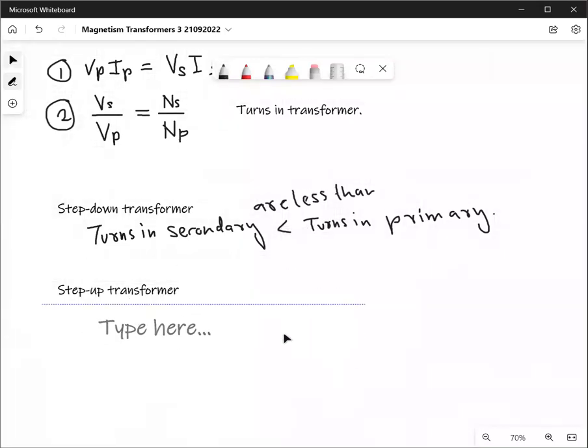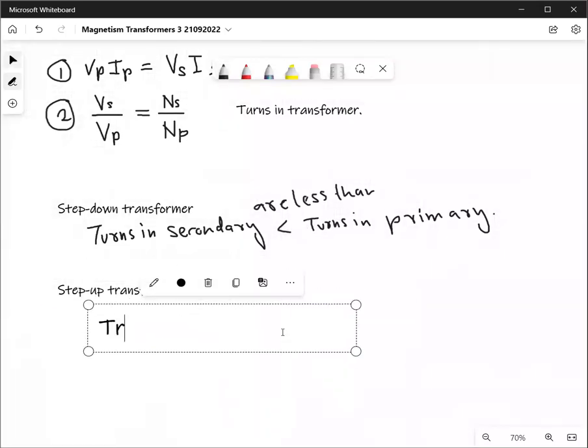And in a step-down transformer, the opposite happens. Turns in secondary coil are more than turns in primary coil.